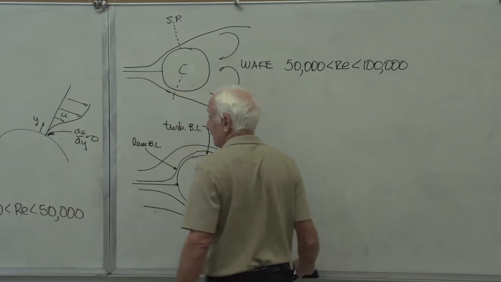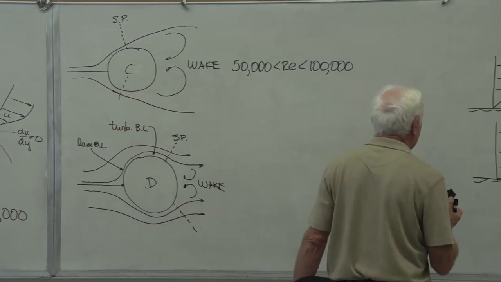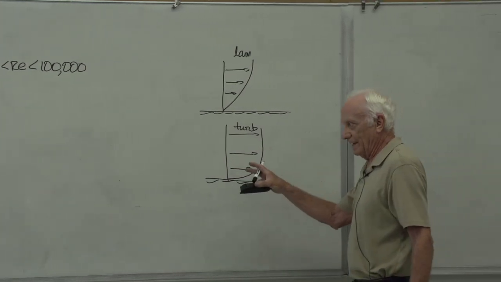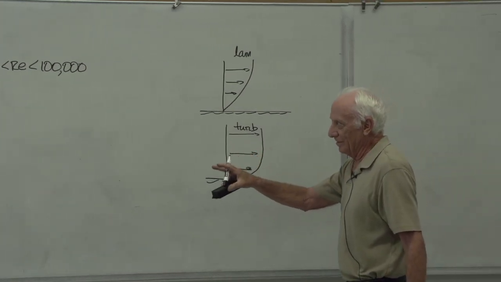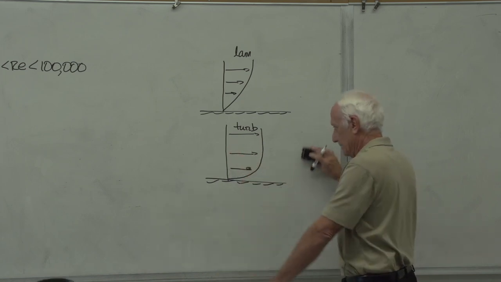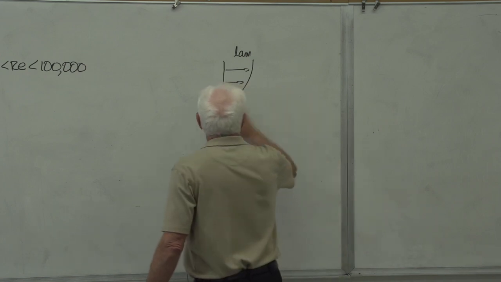And now, I'm gonna put this right here. This is the reason why the turbulent boundary layer sticks to the surface better. It has more momentum near the surface. Okay, back to here.